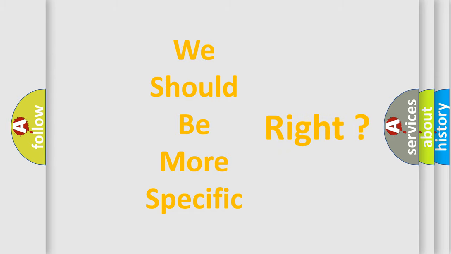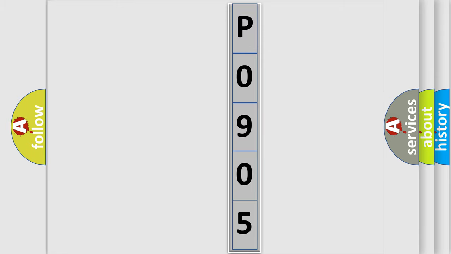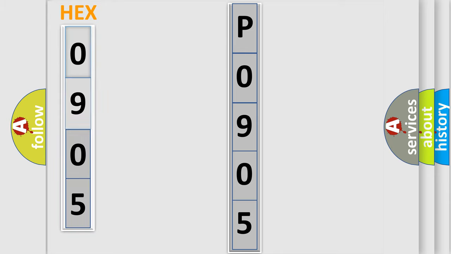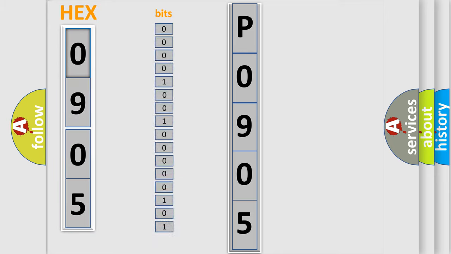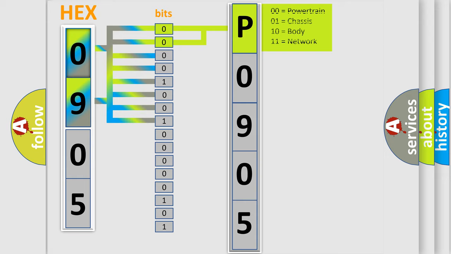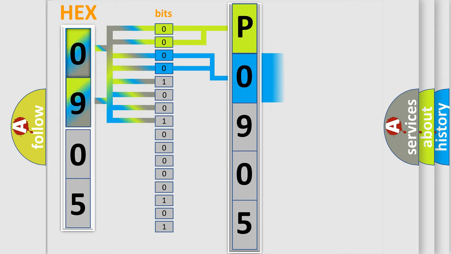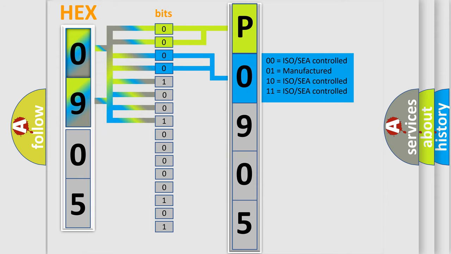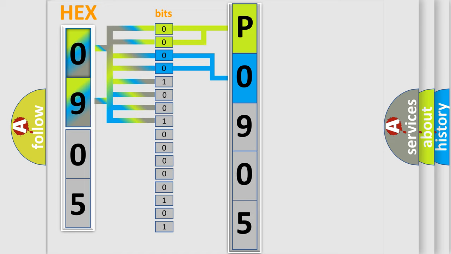The following demonstration will help you look into the world of software for car control units. You can move the video a bit further. The error code is split into two bytes consisting of 16 bits. One bit is the basic unit that each computer works with. The bit has two logical states: 0, low level, 1, high level. By combining the first two bits, the first character of the error code is expressed. The next two bits determine the second character. The last bits of the first byte define the third character of the code.